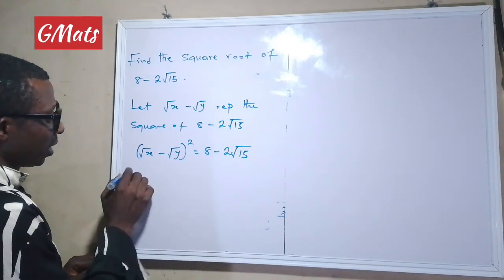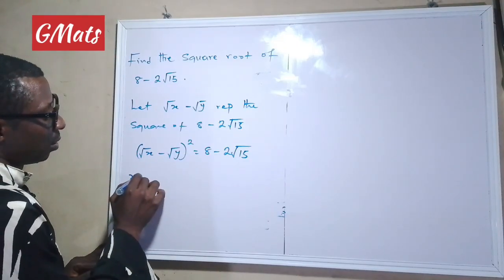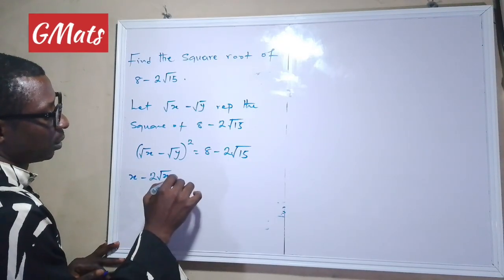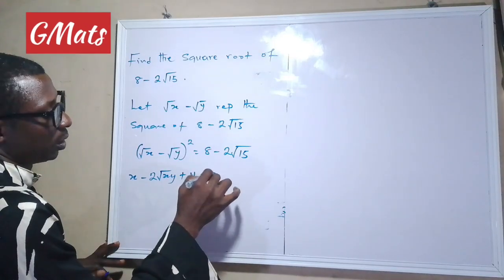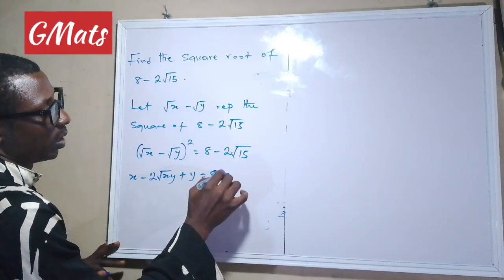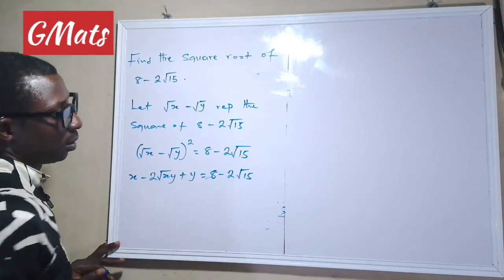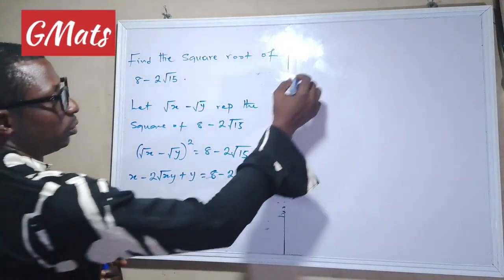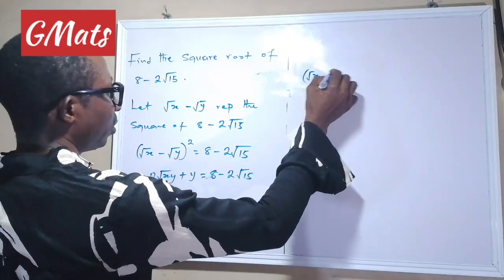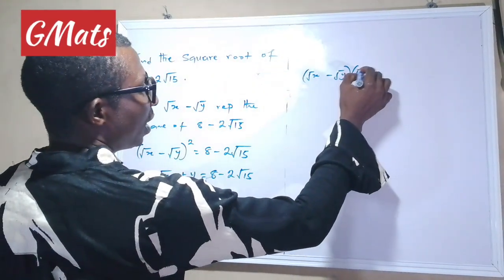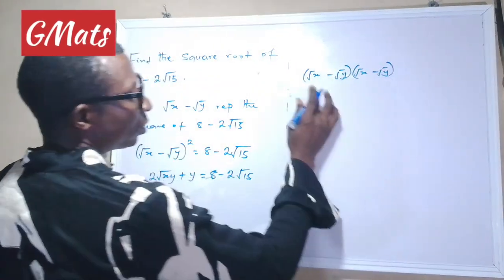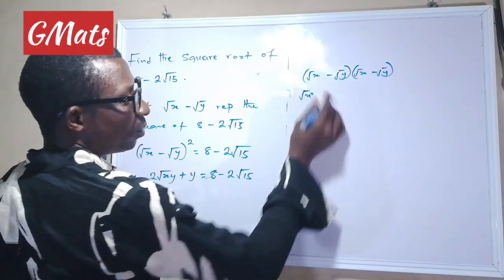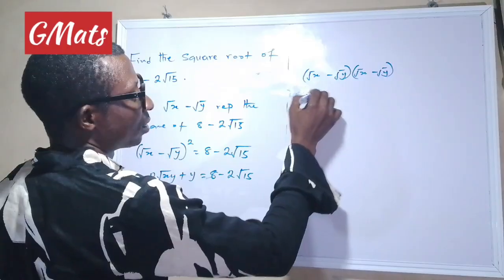When you expand this, you are going to have x minus 2 square root of xy plus y equals 8 minus 2 square root of 15. I hope you know how I arrived at this. You have square root of x minus square root of y times square root of x minus square root of y. So square root of x times square root of x gives you square root of x squared, which is the same thing as x. So you have x.